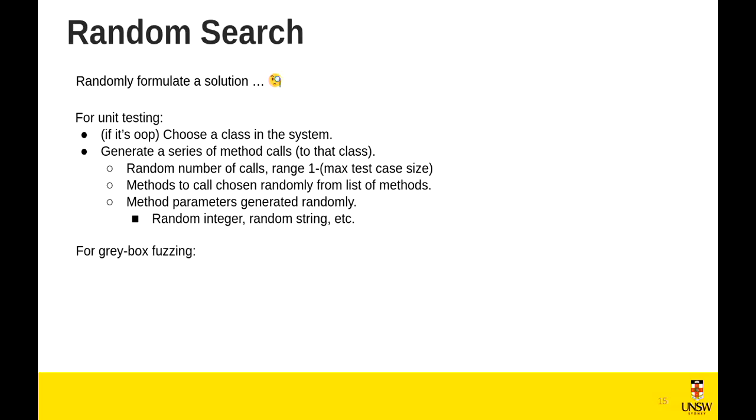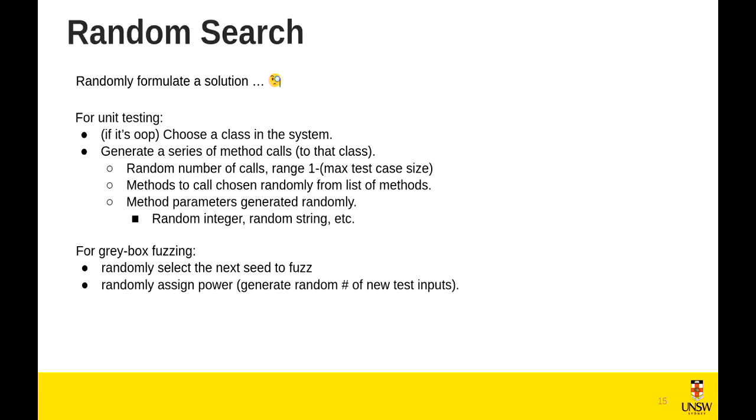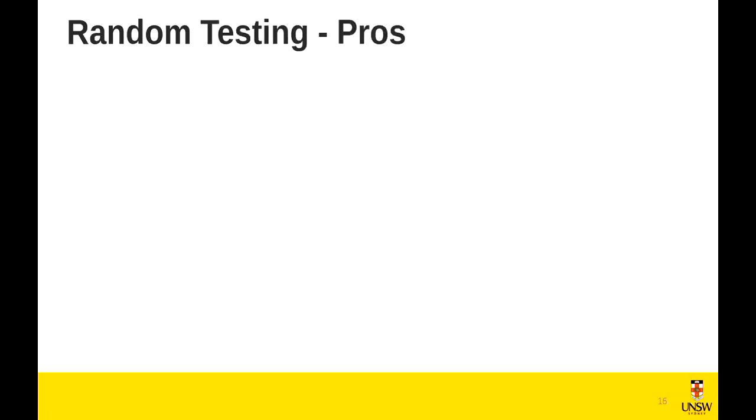And for graybox fuzzing, the default implementation of MiniLob is actually almost a pure random search. So we can randomly select the next seed to use. We can randomly assign power, which means that we can generate a random number of new test inputs with the selected seed, and we can randomly mutate the seed. So this is random testing.